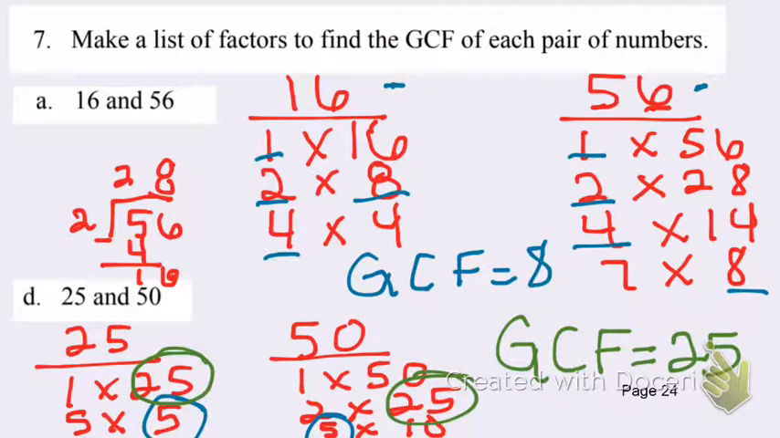That's good. That error is one that you guys can learn from. So even though they do share the number 5, it's not the greatest. It's not the biggest number that they share, that they have in common. So the GCF is 25 because they both share the factor of 25. So that's a good learning moment.